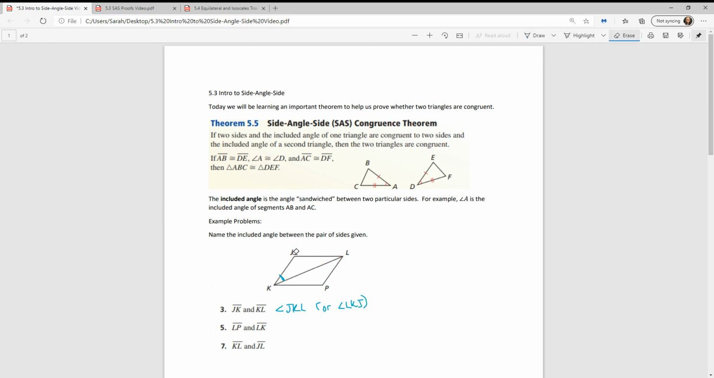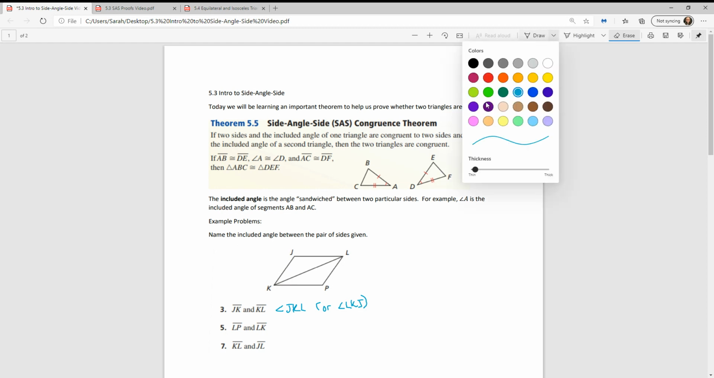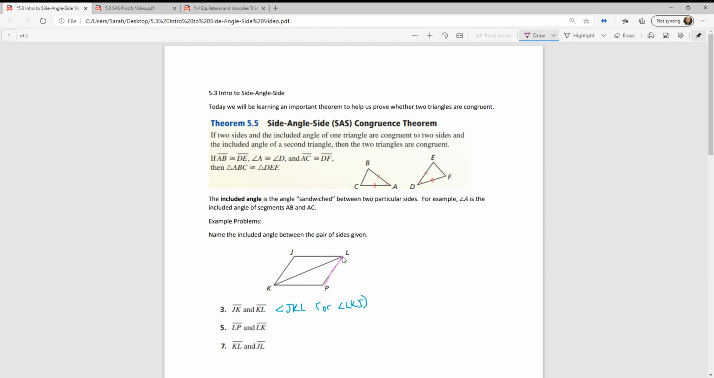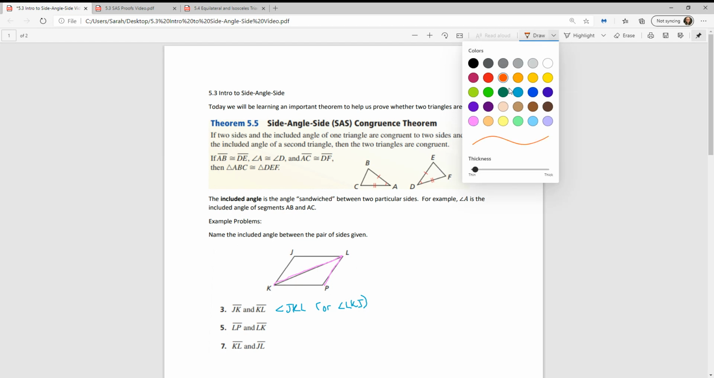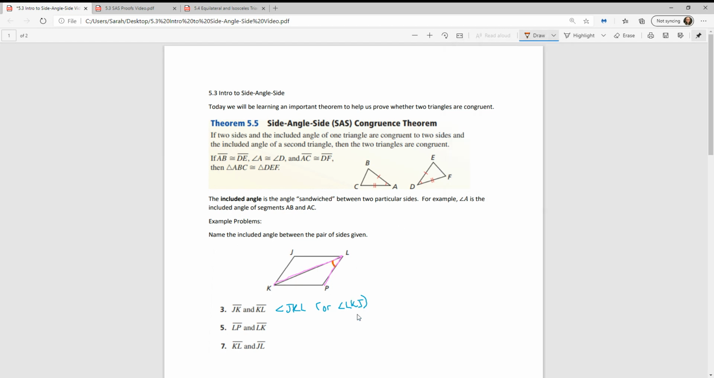Let's try another one. So I'm going to get rid of those markings so we can look at things a little clearer. We want the included angle between sides LP and LK. So these two pink sides. What is the included angle? The included angle is this angle right here. And so we're going to name that with our 3-letter name. We can either call that PLK, or if you'd rather name it the other way, just go in the opposite order, KLP. Those both mean the same thing.